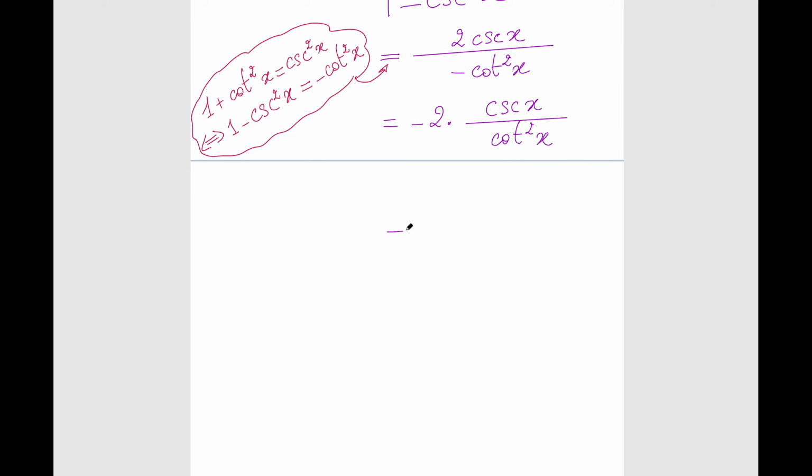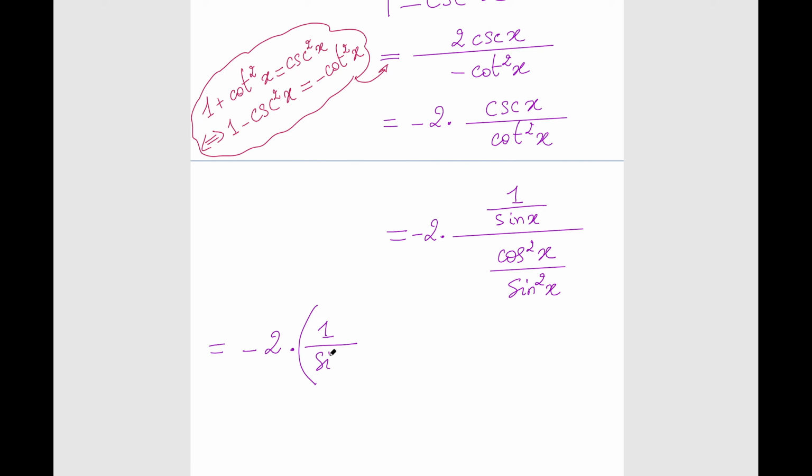So that's equal to -2 times cosecant is 1 over sine, am I correct? The reciprocal of sine is cosecant. And cotangent squared is cosine squared x divided by sine squared x, right? Cotangent is cosine over sine, so the square of cotangent becomes the square of this quotient, which means cosine squared over sine squared. Okay, let me move here. This is -2 times this quotient, and this quotient means 1 over sine x divided by cosine squared of x over sine squared of x. Correct?